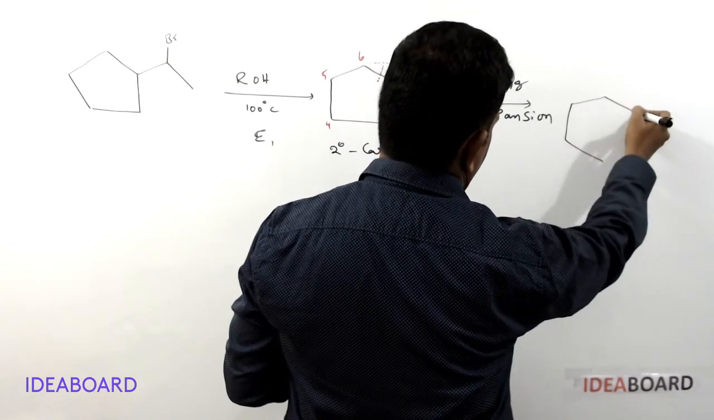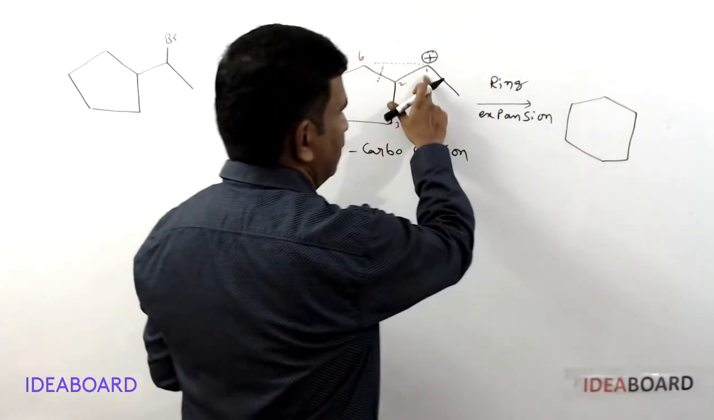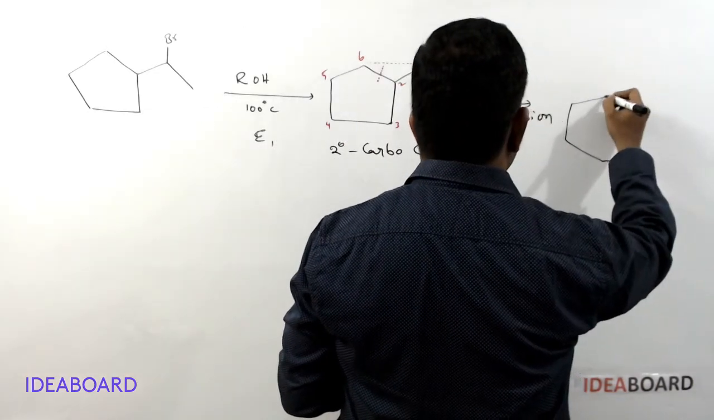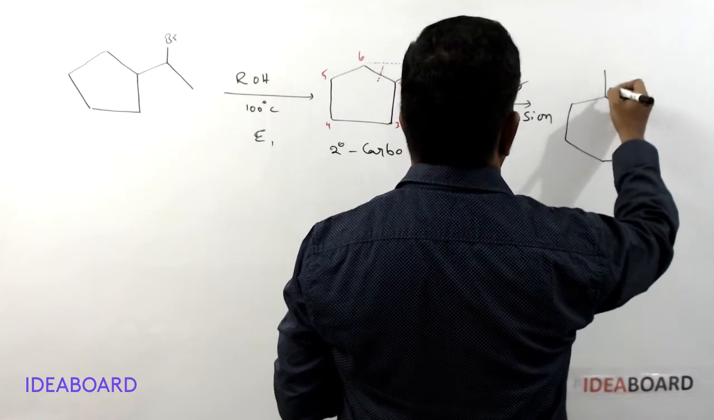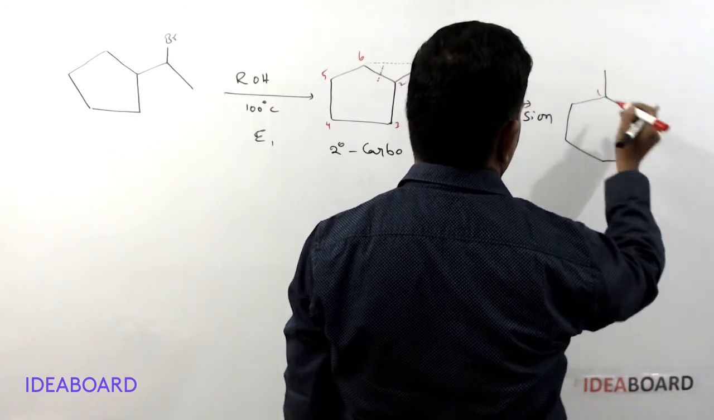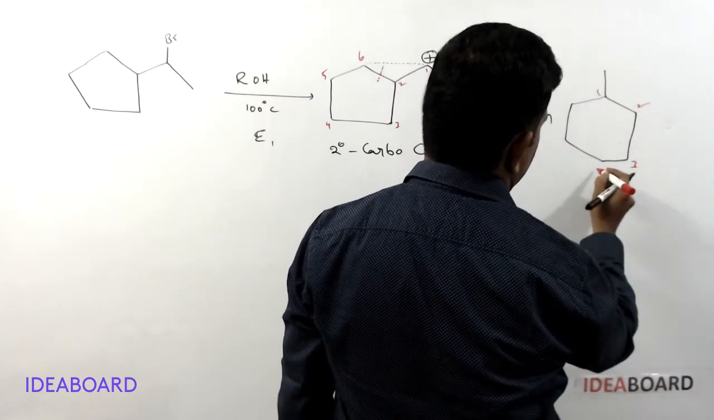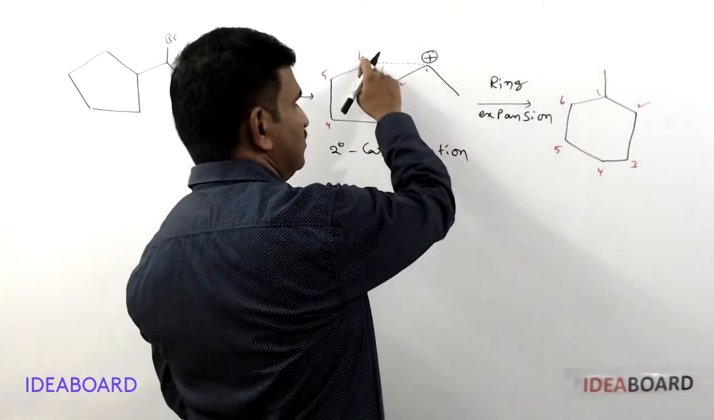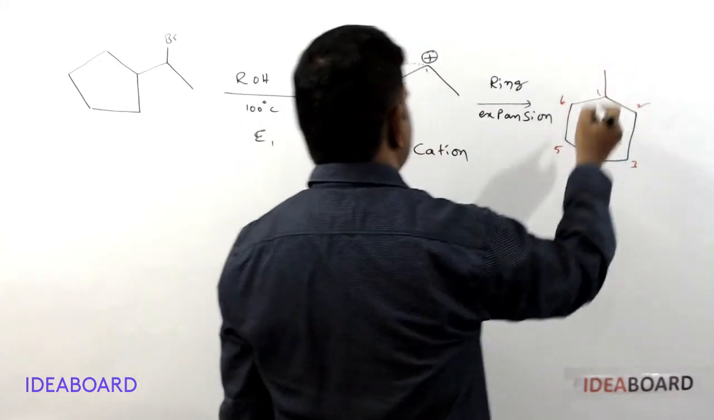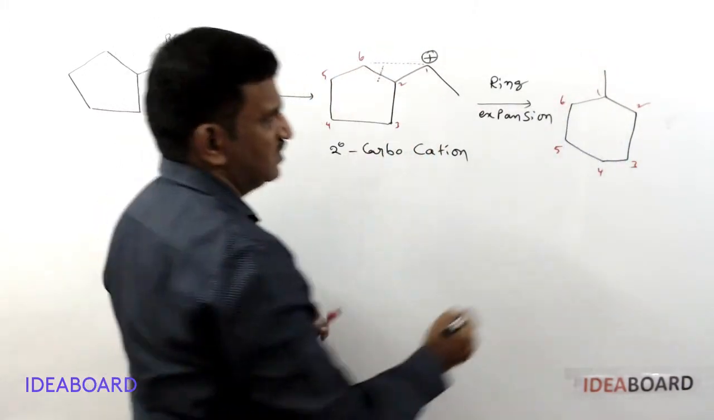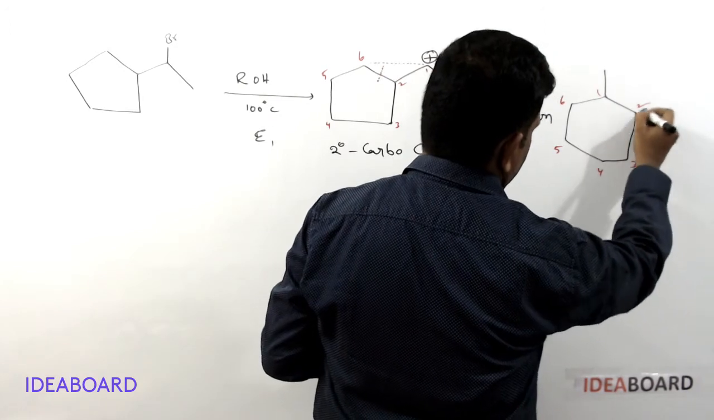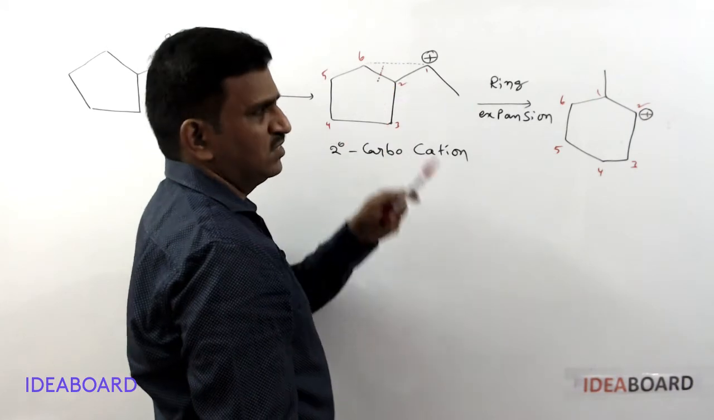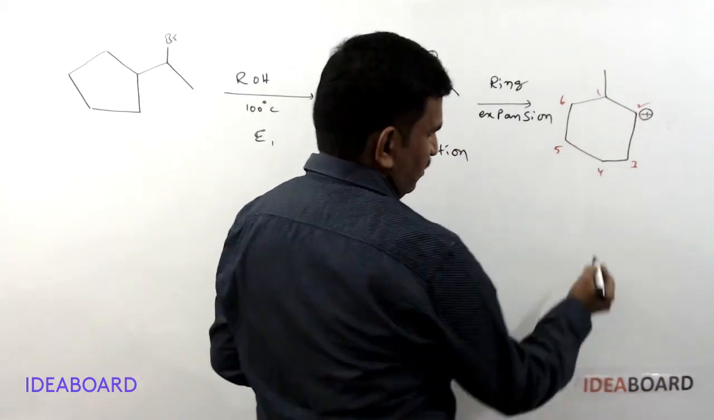a 6 carbon atom chain, and on the first carbon you have one more alkyl group. Please remember, suppose I am considering this as the first carbon, I am giving numbering again: 1, this is 2, this is 3, it is 4, this is 5, this is 6. Between 1 and 6 a new bond is formed. The first carbon has a methyl group and the second carbon gets the positive charge because it is losing the electron. Because of the bond dissociation, it loses electron, so it gets positive charge.